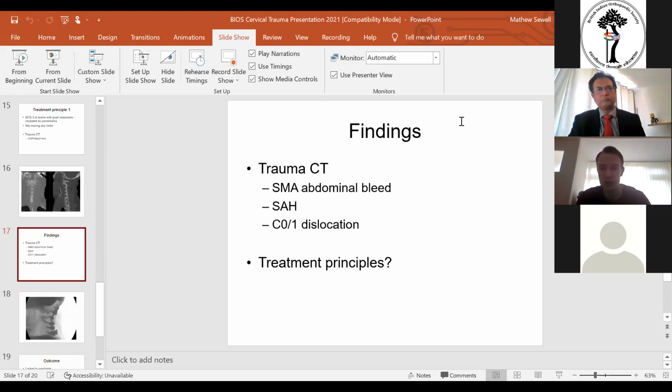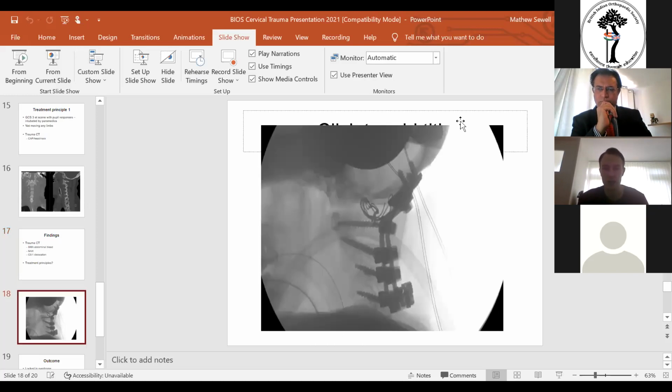So this was the trauma CT. This is why ATLS is so important. The patient had an abdominal bleed. What do we do first, the neck or the abdominal bleed? Well, to treat the neck, we treat hypoxia and hypotension. We deal with the bleed first. I was involved in this case in Australia. The patient went to theatre, had a laparotomy, bleed dealt with. The subarachnoid hemorrhage was managed non-operatively, and then we reduced the dislocation and stabilized.